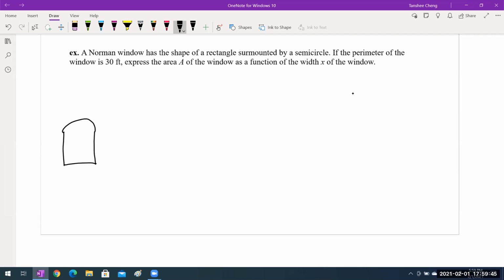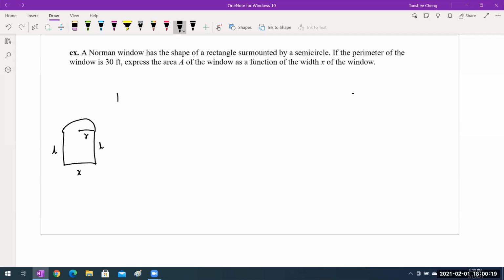So I'm going to say that my width right here will be x. And here's my length. And the reason why I put it that way is because that will make it easier for us to think about what the radius is going to be.